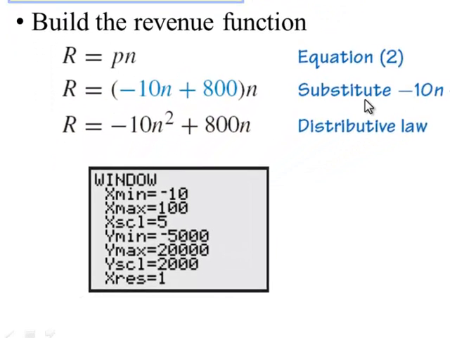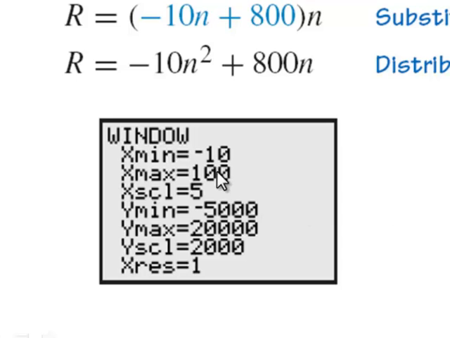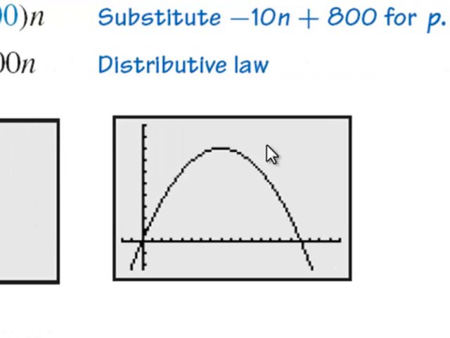To graph this quadratic function, I will use these values for the window settings. Negative 10 for the x-min, 100 for the x-max. I want to count by 5, and then for the y-min, negative 5,000, the y-max 20,000, and I want to count by 2,000. Now I got these values from looking at the table for various values. Hitting graph, we can see the parabola. Here are the intercepts. This looks like the maximum value here.